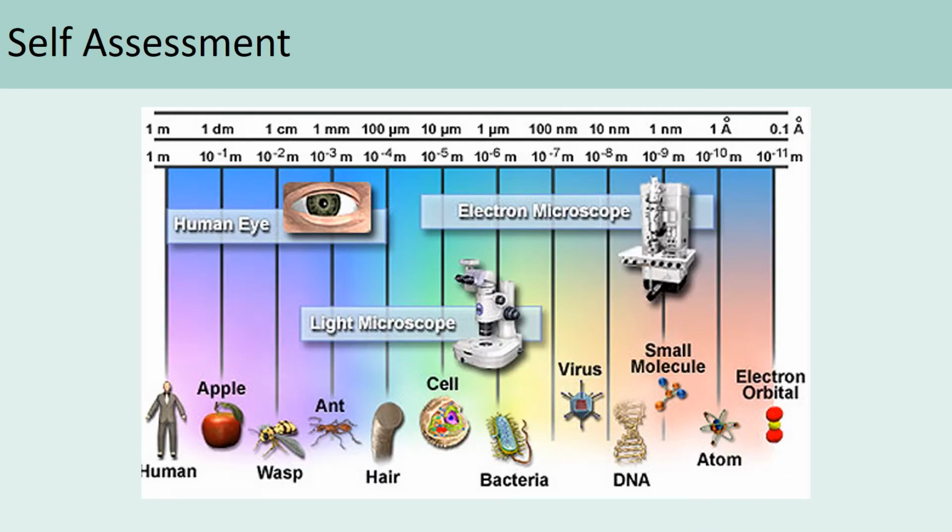Okay, so there we go. That's what we can see with the human eye. So with a light microscope, we can see our bacteria, we can see our cell, but for an electron microscope, we get a much better image of a bacteria, a much better image of a virus, and things like DNA. Not quite reaching an atom size there on that one.